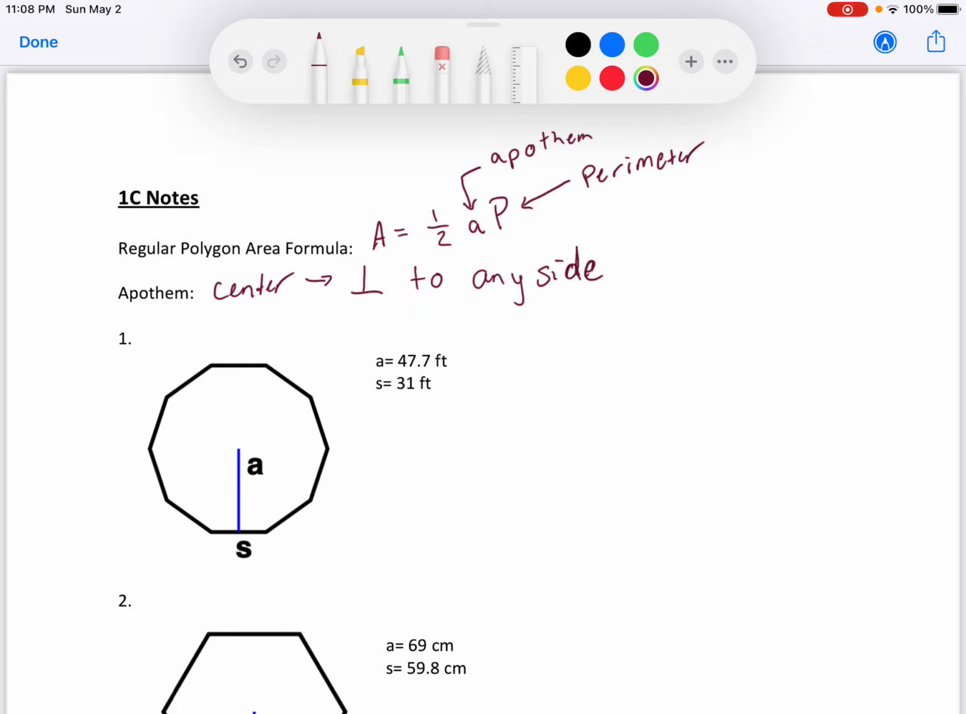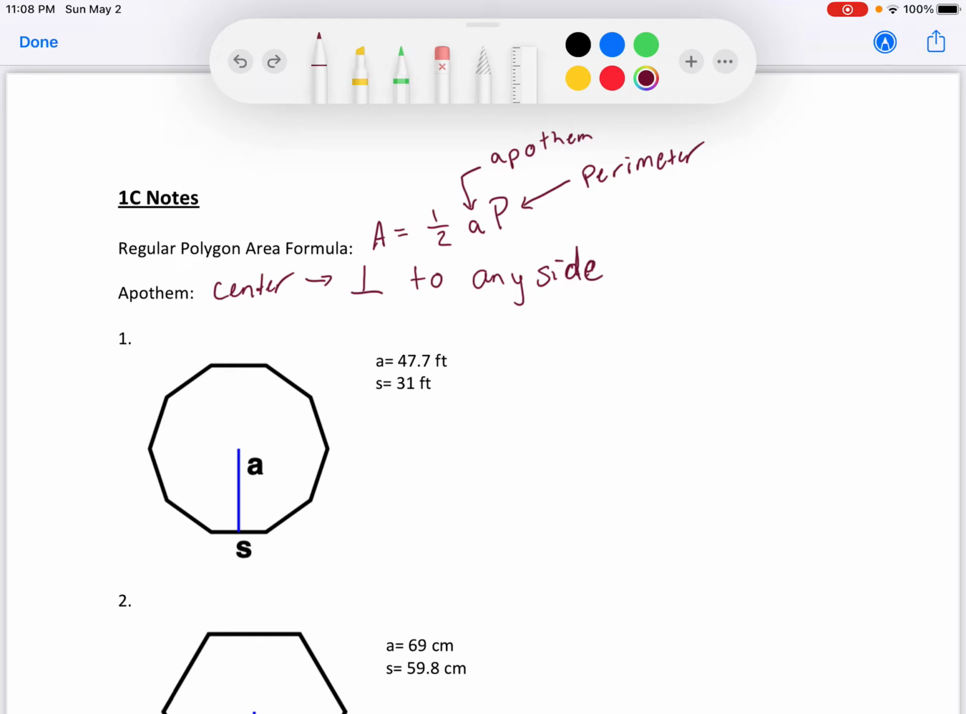So, for example, in number 1, they have an apothem drawn in for us. Now the apothem could also look like this. It could look like that. It could look like that. So there are a number of different ways we could draw in the apothem. It just depends on which side we go to. So let's look at our first example.